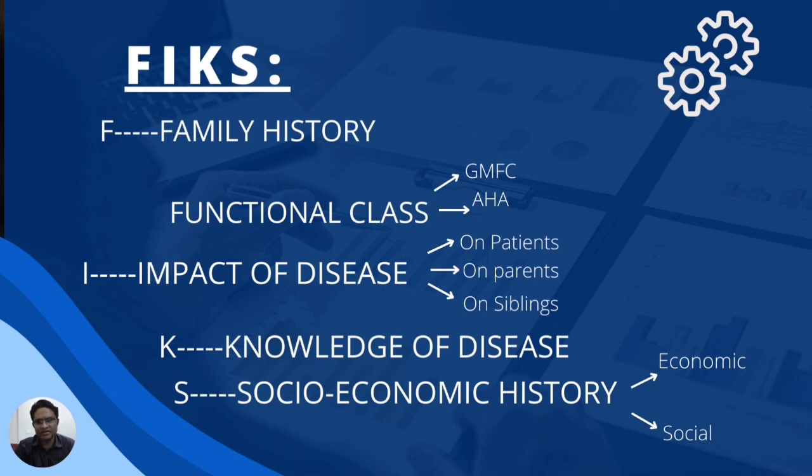Then is the functional class. There are two functional classes. Gross motor functional class, which tells us how ambulatory he or she is, and AHA, American Heart Association functional class, which we do in cases of cardiac issues. I means impact of disease on patient, parents and siblings.